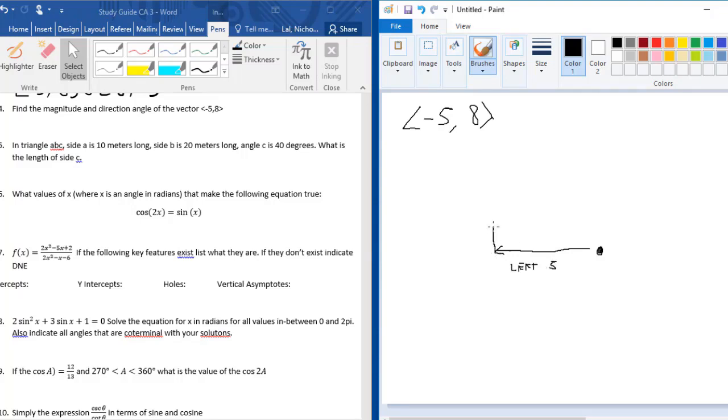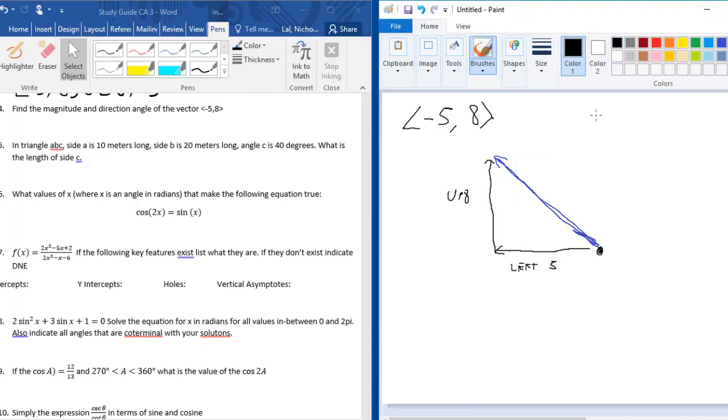And then we move up 8. And this is an approximation. And the actual vector, which I'm going to show in blue, is going to be from my beginning point to my end point, and that is the vector. Now, to find the magnitude, all I have to do is use the Pythagorean theorem, because this creates a right triangle.